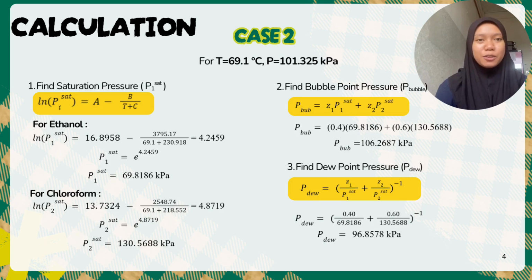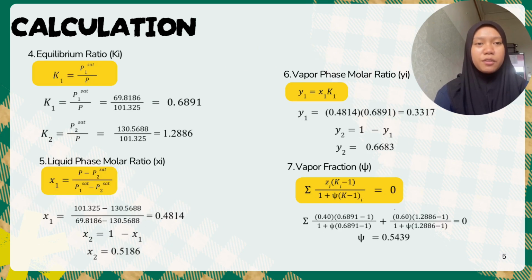So for case 2, pressure and phase boundary, we raise the temperature by just 1.3 degrees C to 69.1 degrees C. This shifts our phase boundary upward, lifting the bubble point to 106.3 kPa and the dew point to 96.9. K value and vapor fraction.